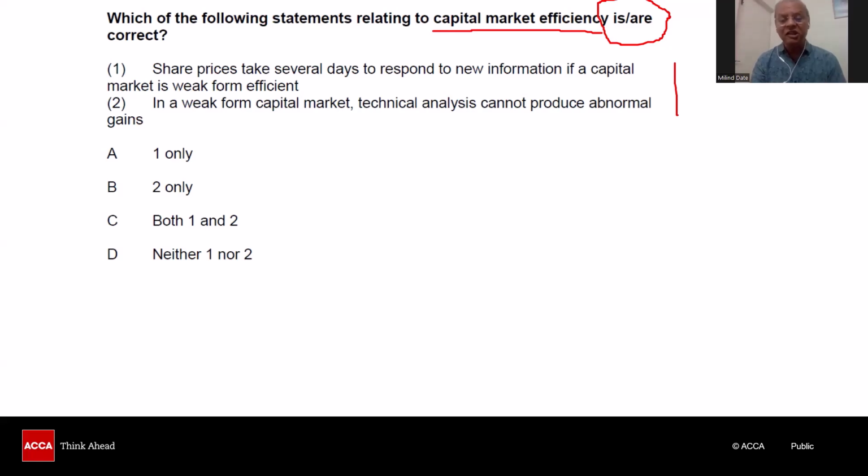because it talks about the theory of capital market efficiency, it does not talk about speed of information, but it talks about how the market adjusts itself to the available information. Naturally, therefore, it's only the statement number 2 that is correct, and B is the correct choice. The first sentence is not correct.